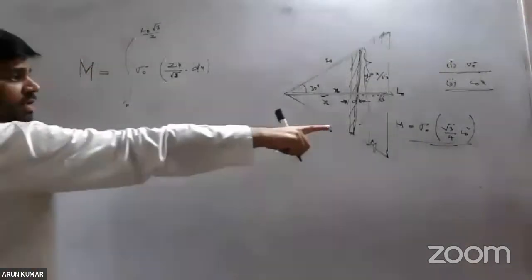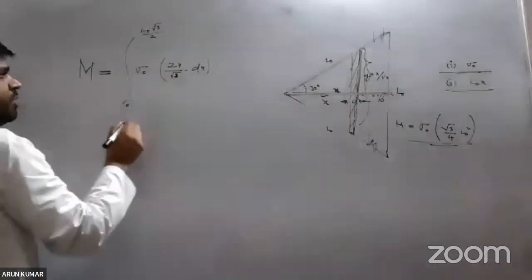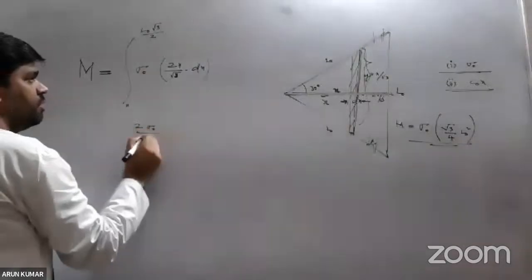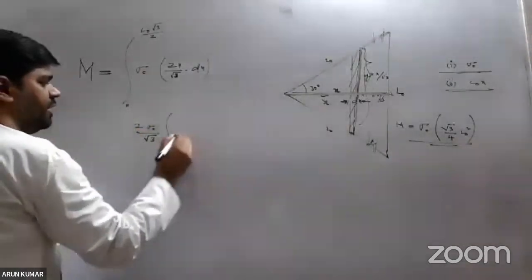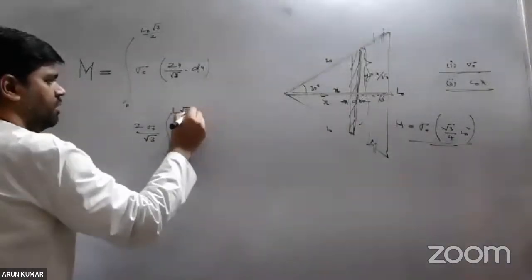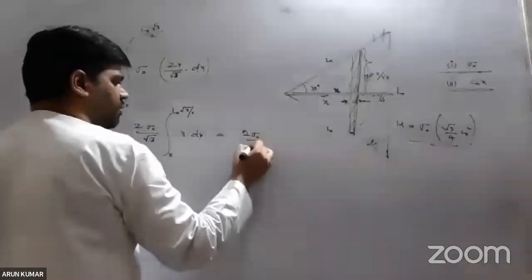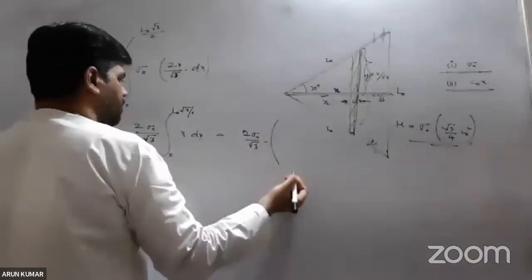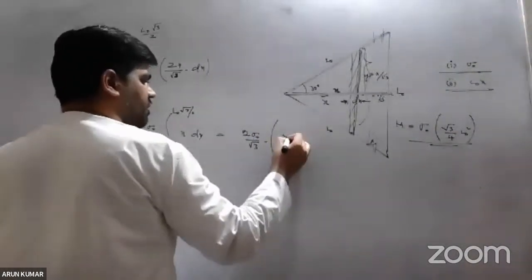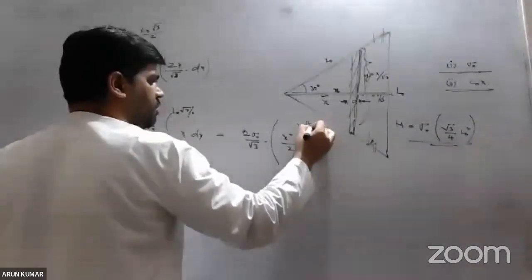Right. Now this is my total mass. If I integrate, I should get this, because sigma is constant here. So 2 sigma by root 3 comes out. Integral x dx, integrating up to L naught root 3 by 2. Now what will it be? 2 sigma naught by root 3 into x square by 2 under limits 0 to L naught root 3 by 2.